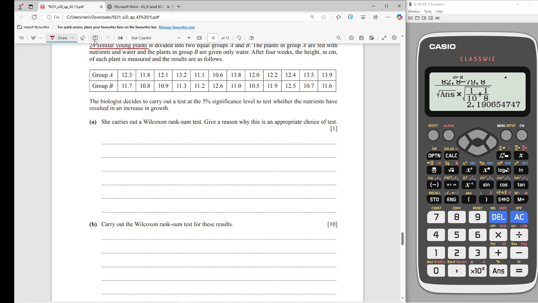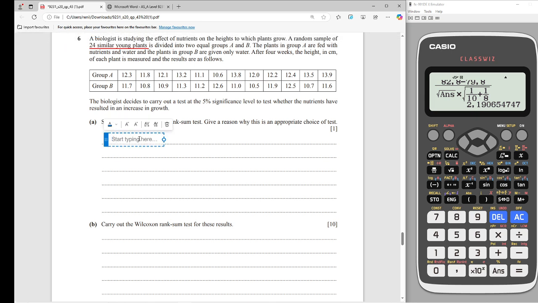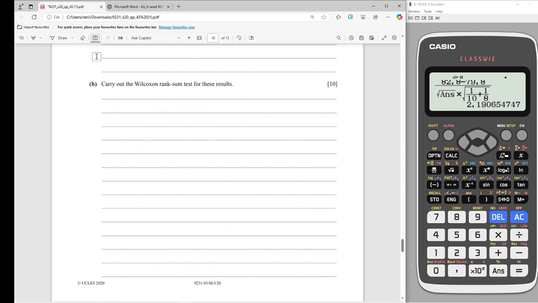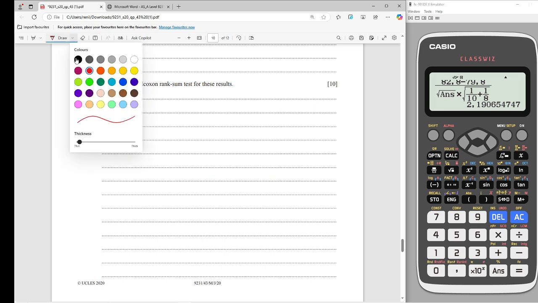So in what I've just said, we can say that the differences for the populations are not assumed to be normal. It could be normal, but it's not assumed anywhere in this question. Okay, carry out the Wilcoxon rank-sum test for these results. Very simple.